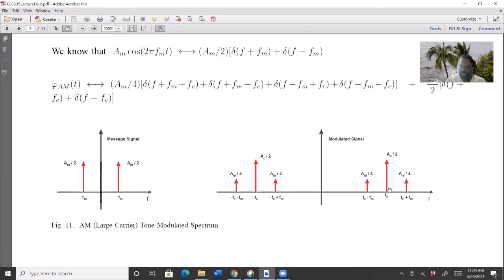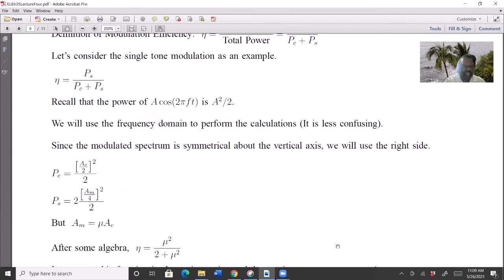We are going to sub in this number. So PC will be this number squared divided by 2. PS will be this number squared divided by 2, but multiplied by 2 because here and here. So let's see if that's what we did. Yes. PC is AC over 2 squared over 2. I am just using this formula. PS is 2 times Am over 4 squared divided by 2. Everything will make sense when you look at the diagram.